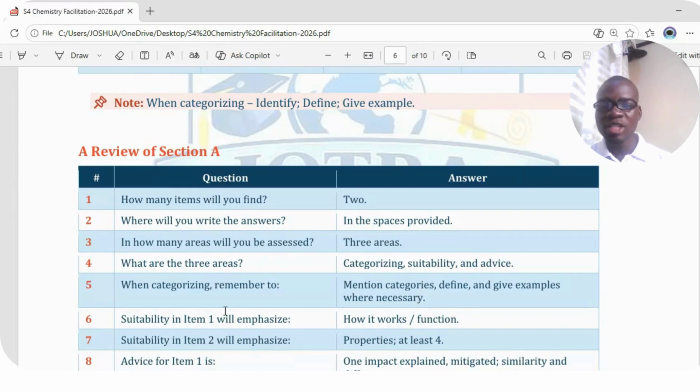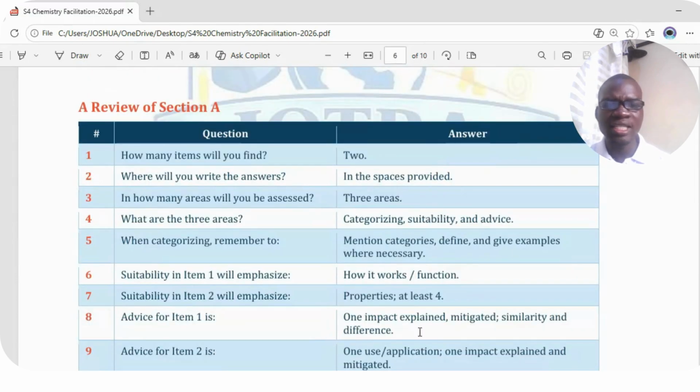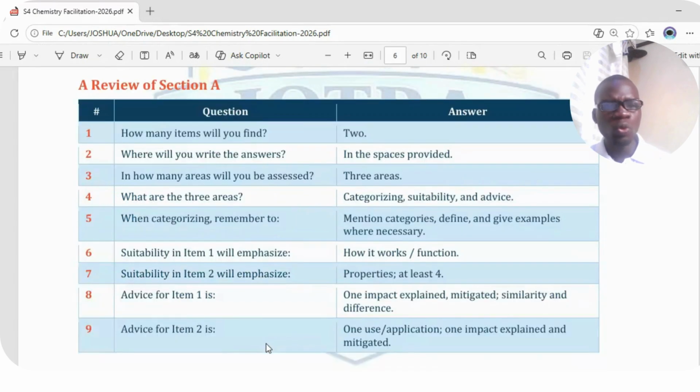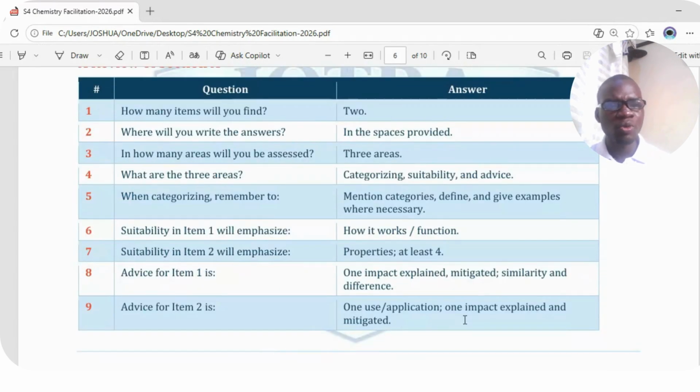Then suitability in item 1, we always emphasize you give how the product works or functions. Then suitability in item 2, we always emphasize properties, at least 4. Then advice for item 1: give an impact, explain, mitigate, similarity, and then difference. Then advice for item 2: one use or application, one impact, and then explain, and then mitigation.